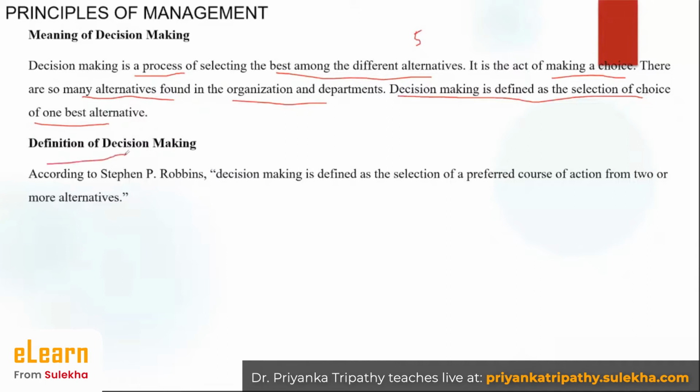Now, what is the definition of decision making? There was a definition given by Stephen P. Robbins. Okay, he said that decision making is defined as the selection of a preferred course of action from 2 or more alternatives. Obviously, alternatives have to be there. If there is a single plan, choosing that does not count as decision making. There have to be 2 or more alternatives. From those alternatives, selecting the best course of action is known as decision making. Okay.